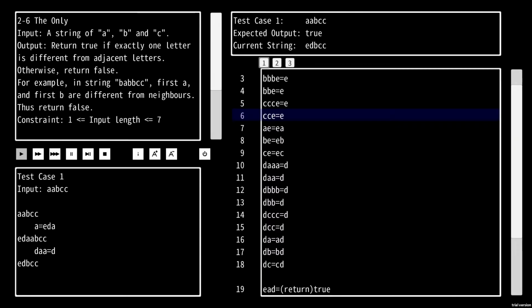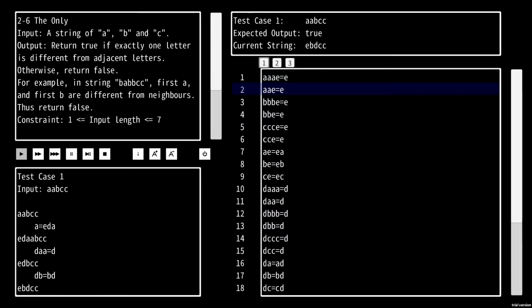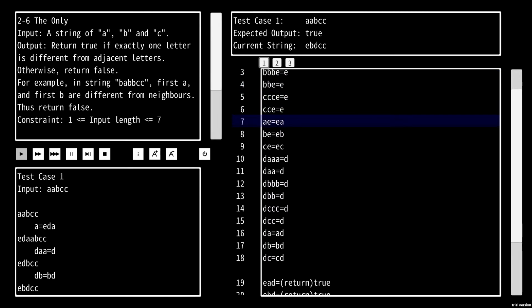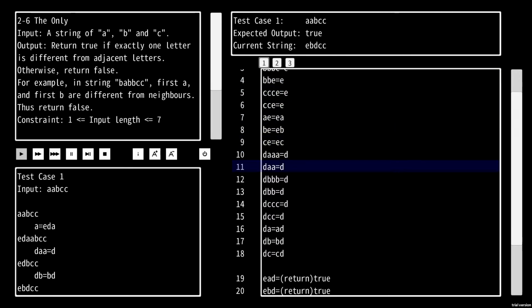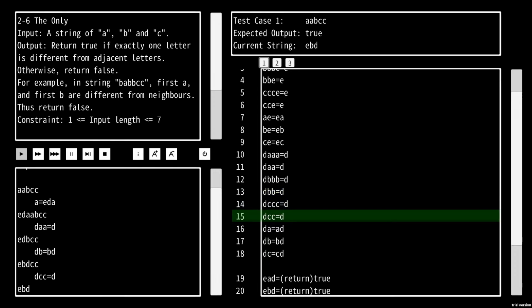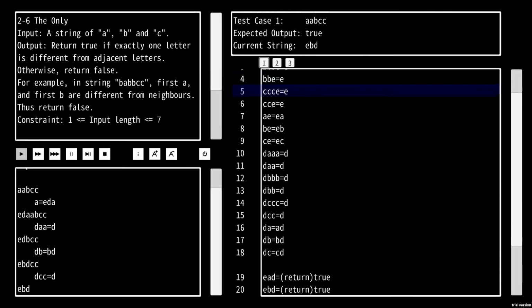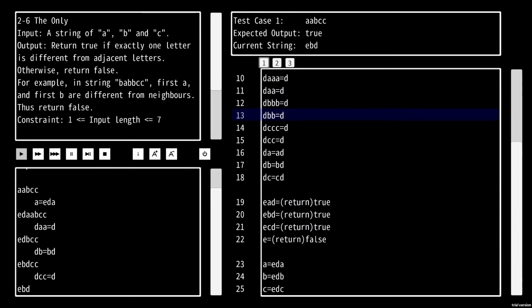Then it starts deleting stuff, right? The D deletes the two A's. It can't delete the single B. We need to keep that, so it moves past it. Then it finds the C's down here. It's going to execute line 15, deletes it. We're at EBD. None of this is going to happen. So then we get down here, and this is a return true.